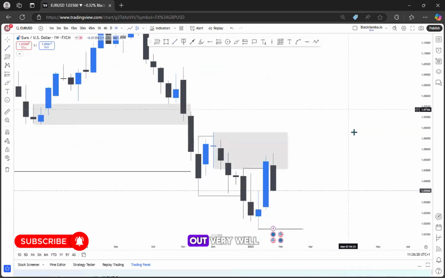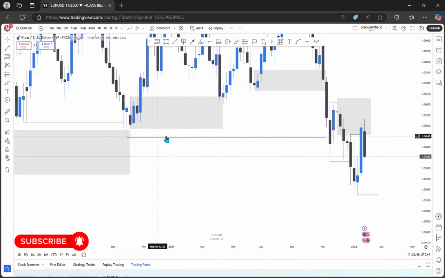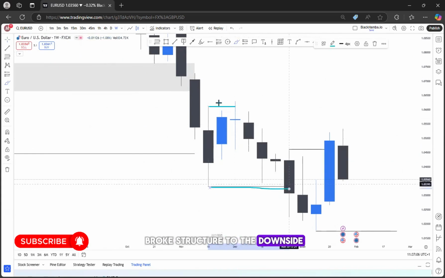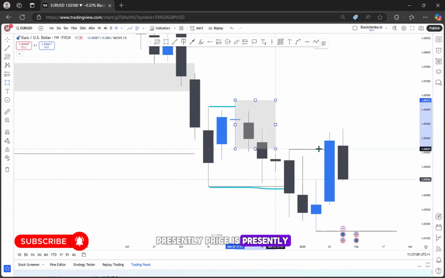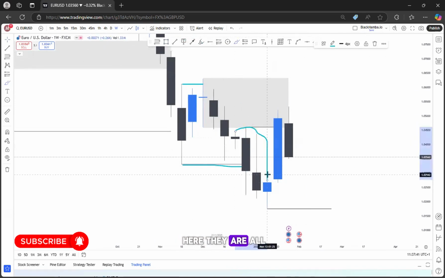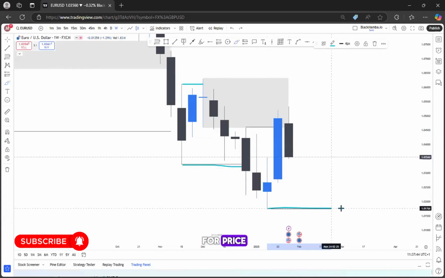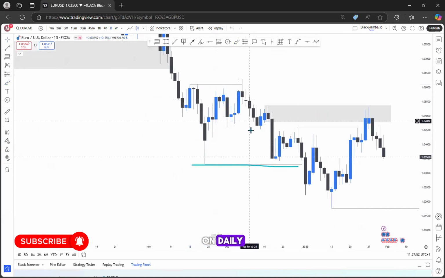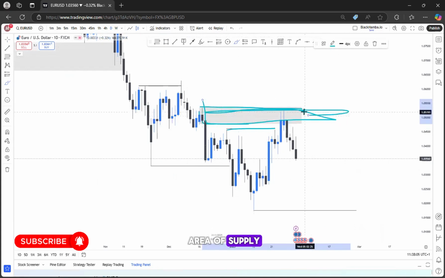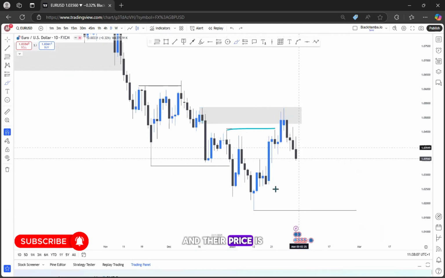If we zoom out very well, you see that this area where price shifted bearish, some kind of manipulation happened here. Price swept this high, broke structure to the downside. Presently, price is reacting to that level after taking out some internal liquidity, because if you go to smaller time, you see that all these here are internal liquidity. Now the next target for price is to take out this low. On daily, I can see that price has taken out this liquidity, mitigated this last area of supply, and yeah, price is targeting this low.